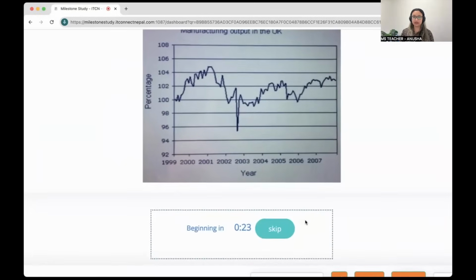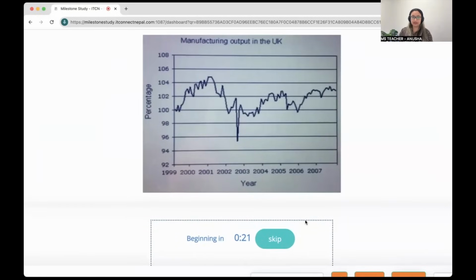All right, so this is a line graph. Heading is clear. Left x-axis is the years, y-axis is the percentage, fluctuating, and the highest is 105%, and the lowest is in 2003 with 95%. 2001 is the highest. Okay, and then the graph is erratic, or the graph is fluctuating.